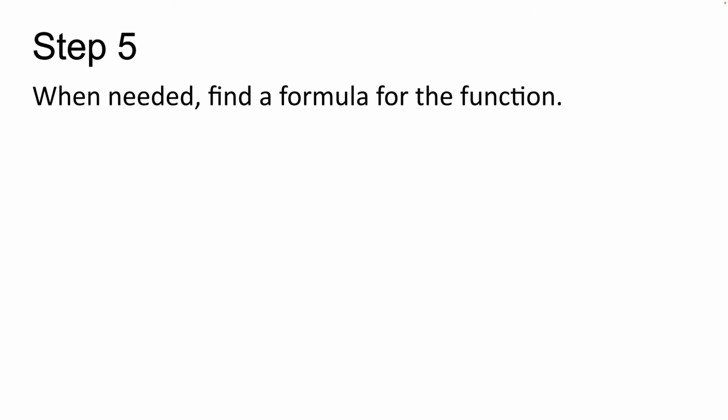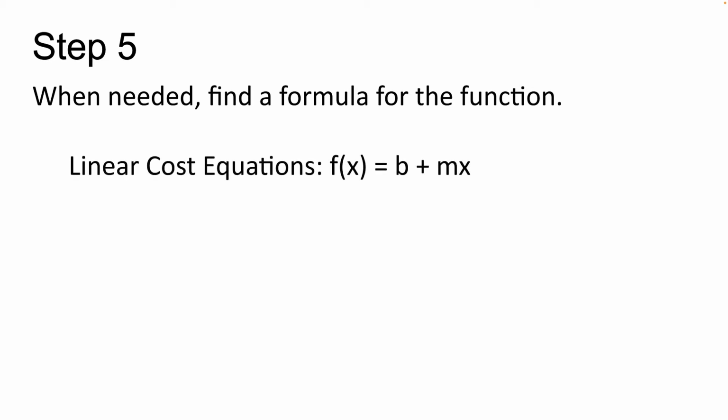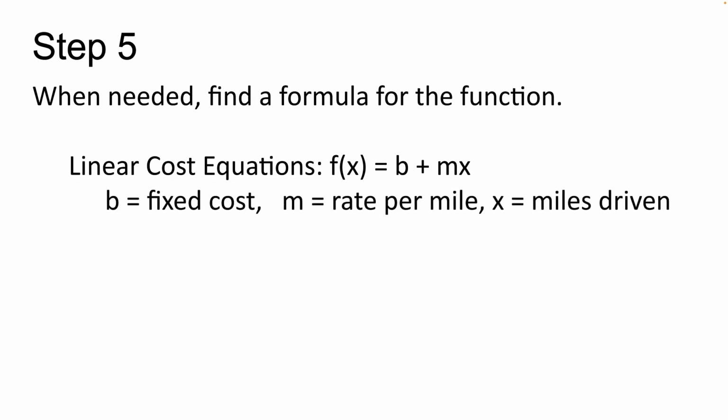In step 5, we want to find a formula for the functions when needed. In this case, they are needed. So we need to find the linear cost function, which traditionally in math is represented by f of x equals b plus mx, or mx plus b. In this context, b is going to represent the fixed or upfront cost, m is the rate per mile, and x is going to be the miles driven.